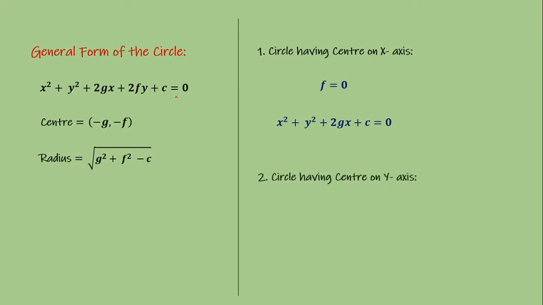Similarly, if the circle has its center on the y-axis, then the value of g is 0, because on the y-axis the x coordinate is 0, and the x coordinate of the center is g here. If g is 0, the equation of the circle becomes x square plus y square plus 2fy plus c is equal to 0. So whenever a circle has its center on the x-axis, the y term is absent in its equation, while when the circle has its center on the y-axis, the x term will be absent in its equation.